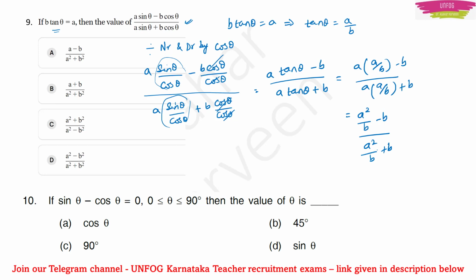Correct? I can do further simplification. This will give me (a square minus b square) by b by (a square plus b square) by b. This b and b will get cancelled and I will have (a square minus b square) by (a square plus b square). So minus should be there in the numerator. Option D will be the correct answer. Okay.